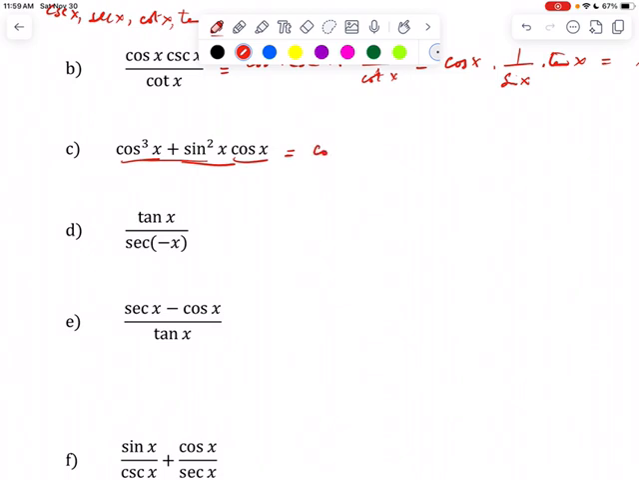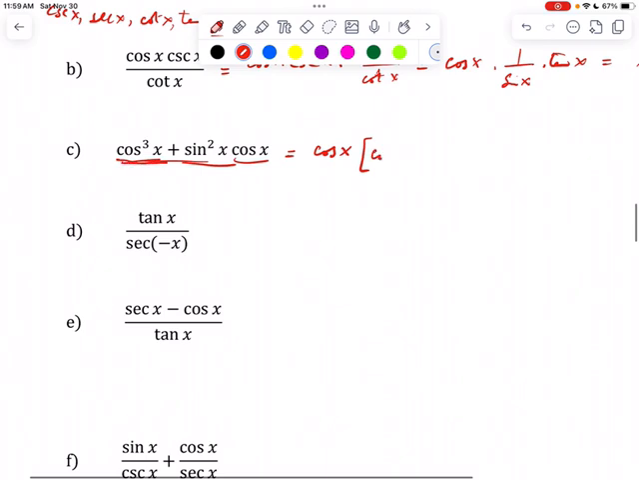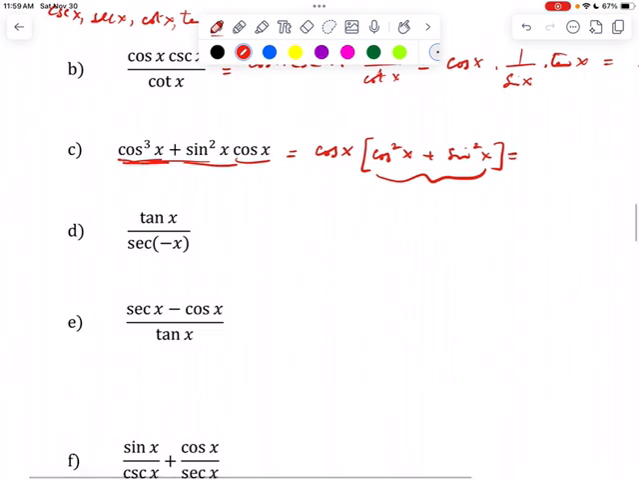We can factor out the cosine x. What I am left with is, on the first term, I have cosine square x left, and then from the second I have sine square x left. But what is this quantity? This is 1. So we get cosine x as our answer.